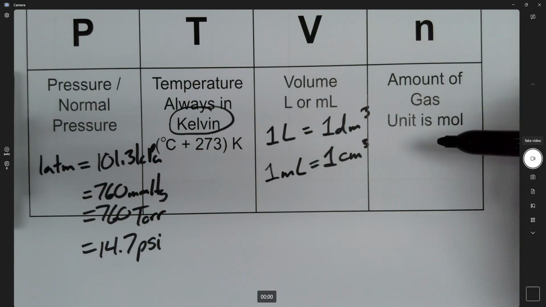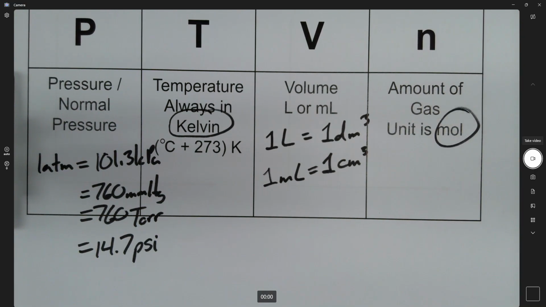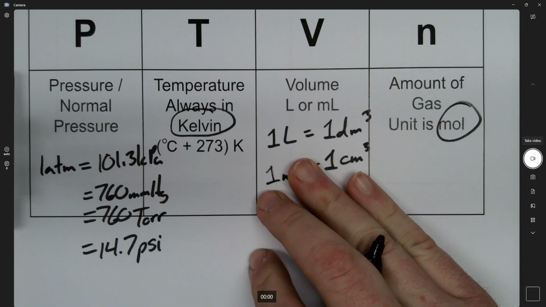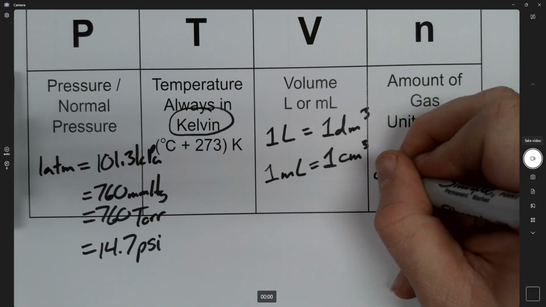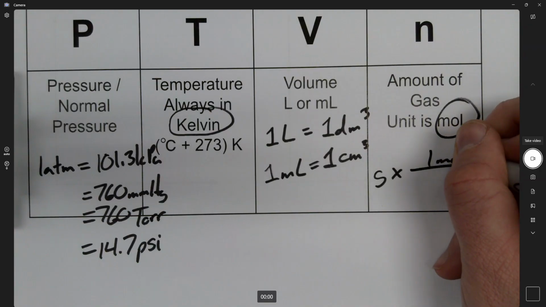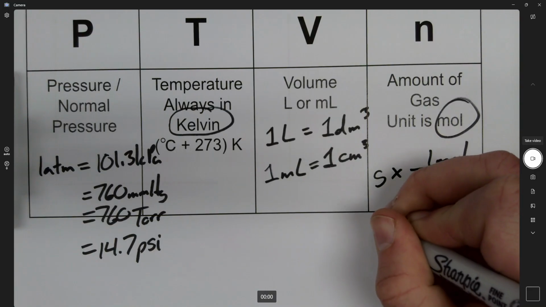And lastly, lowercase n represents the amount of gas, and that unit is always in moles. Now, here's the thing: I know that you guys are absolutely killing it when you have to convert things into moles. You can convert grams into moles. You can convert liters into moles. You can convert particles into moles. Like, just changing the name.